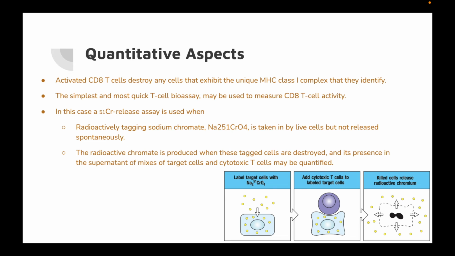To further explain this image you see, target cells are radioactively tagged with sodium chromate, then washed to remove excess radioactivity and then exposed to cytotoxic T cells. With this, after 4 hours of mixing target cells with T cells, cell death is quantified by using the release of radioactive chromium into the media.